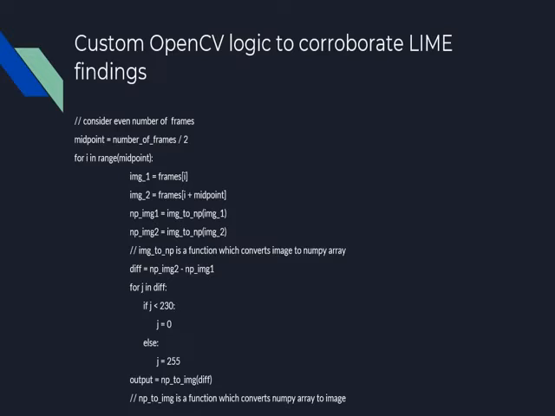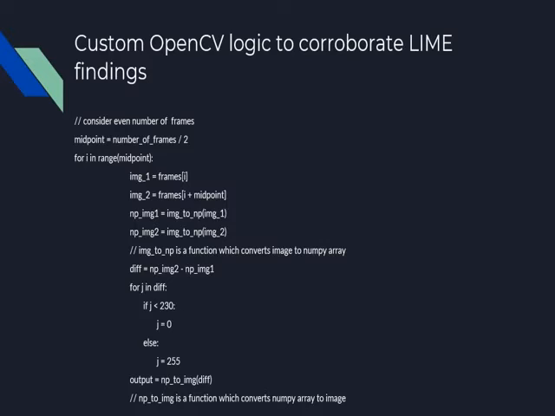The idea is simple. A video is made out of frames. So let's consider a video made out of 40 frames, and the midpoint of that would be 20, right? So let's consider frame number 1 and frame number 20, frame number 2 and frame number 21, frame 3 and frame 22, and so on till the end.